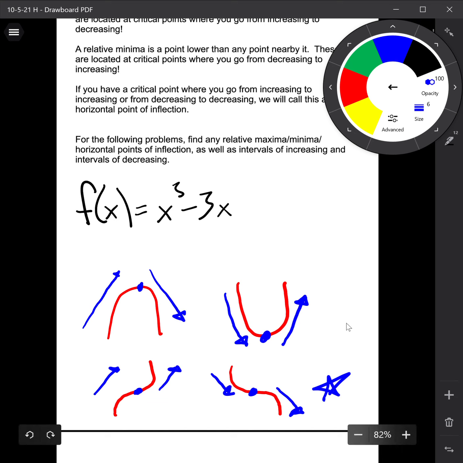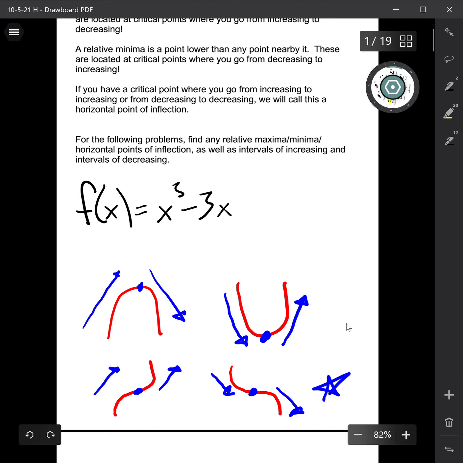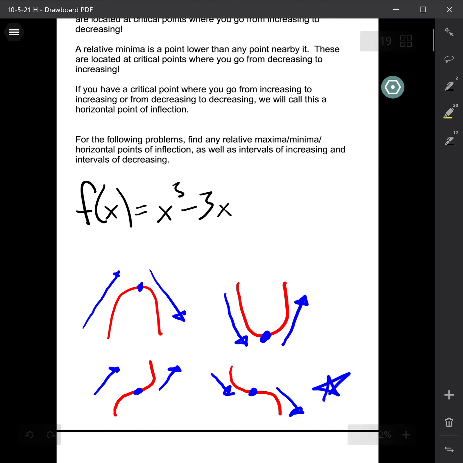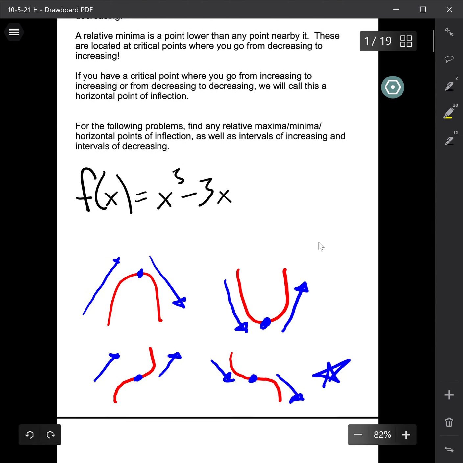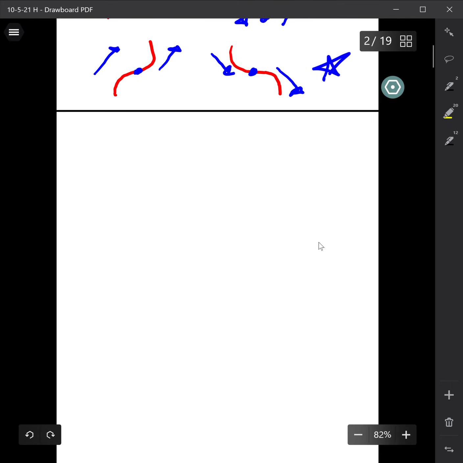Now what we're going to do for the following problems is we're literally just going to be finding my relative maxima, minima, horizontal points of inflection, as well as intervals of increase and decrease. So I'll leave this picture up here. I think it might be useful. But let's go ahead and start with the function f of x equals x cubed minus 3x.